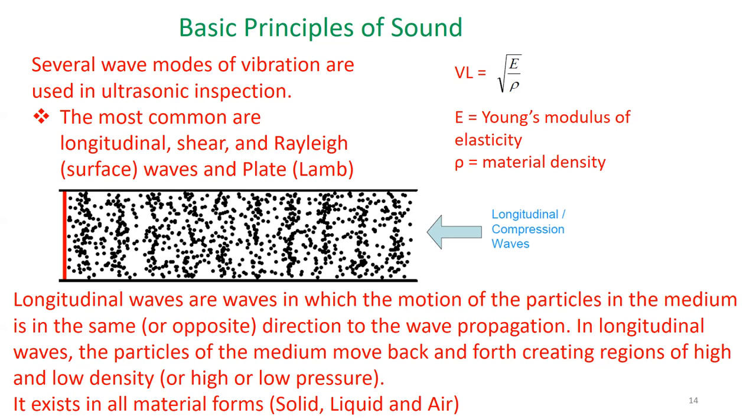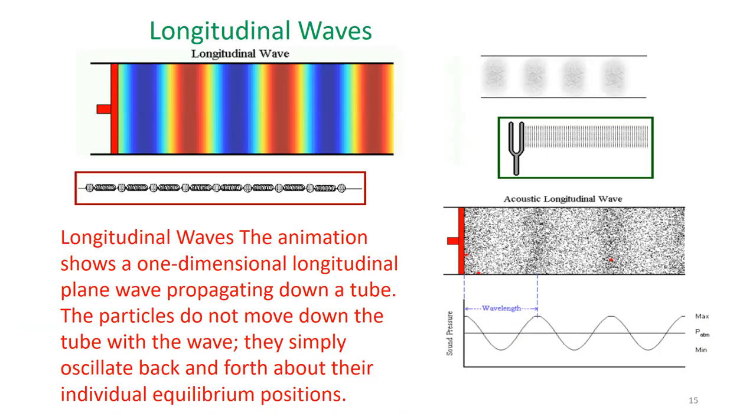Several wave mode vibrations are used in ultrasonic inspection. The most common are longitudinal, shear, Rayleigh surface waves and plate Lamb waves. Longitudinal waves are waves in which the motion of particles in the medium is in the same or opposite direction to the wave propagation. In longitudinal waves, the particles of the medium move back and forth, creating regions of high and low density, or high and low pressure areas. It exists in all material forms, that is solid, liquid, and air.